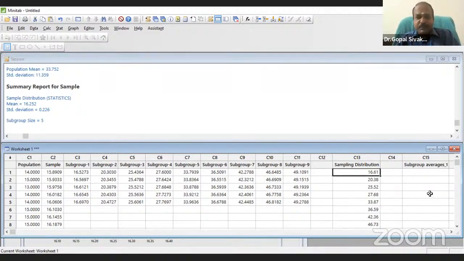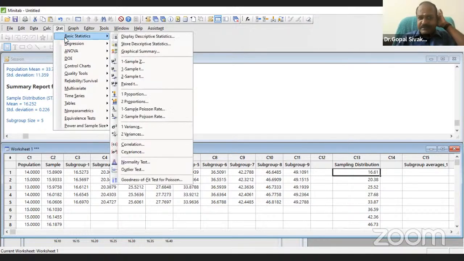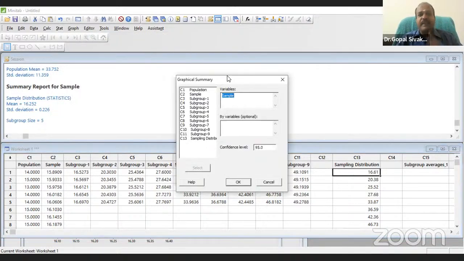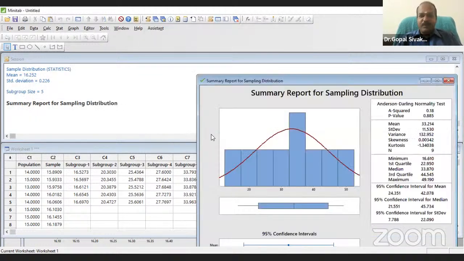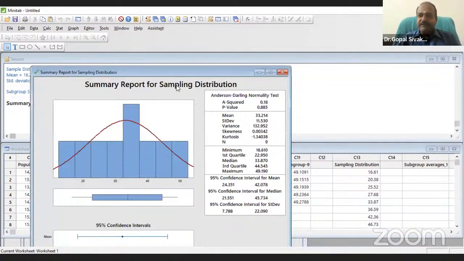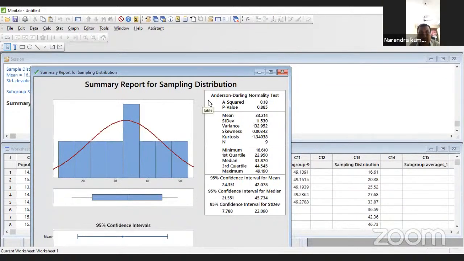Now let me see how the sampling distribution will resemble. Will the sampling distribution resemble the population? That is what I'm going to find out. Go to Stat, Basic Stat, Graphical Summary. Now, what do I want to visualize? Column number 13. Let me remove this. Select column number 13, and now I click OK. Now do you see something here? What is this distribution? Sampling distribution. If you say sample, you are wrong.